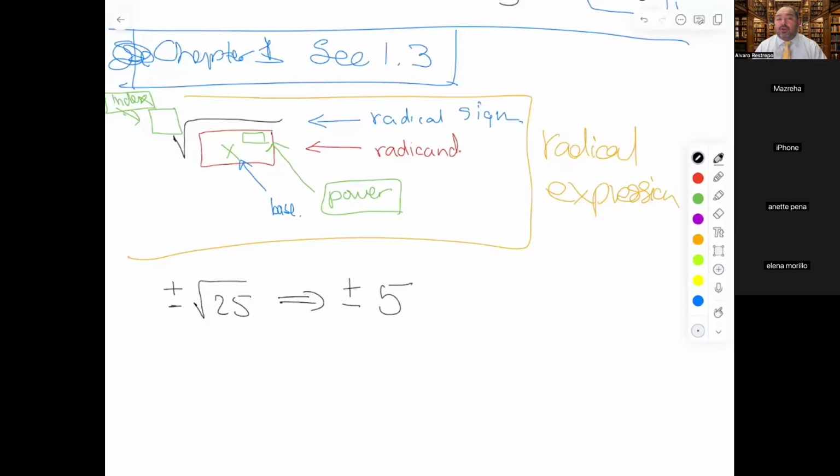Now, when you communicate with people, do you tell them, I'm negative 5 blocks away from you, or I'm negative 5 miles from you? Do you say that?